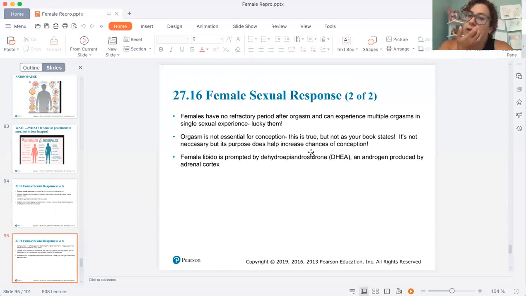And then female libido is really stimulated by DHEA, which is an androgen, which is why sometimes we supplement testosterone for low libido, which is a very low dose topical. So basically, a person prescribes a testosterone cream and asks them to put it on the outside of their vulva, and that causes that libido and that sexual sensation to be there.